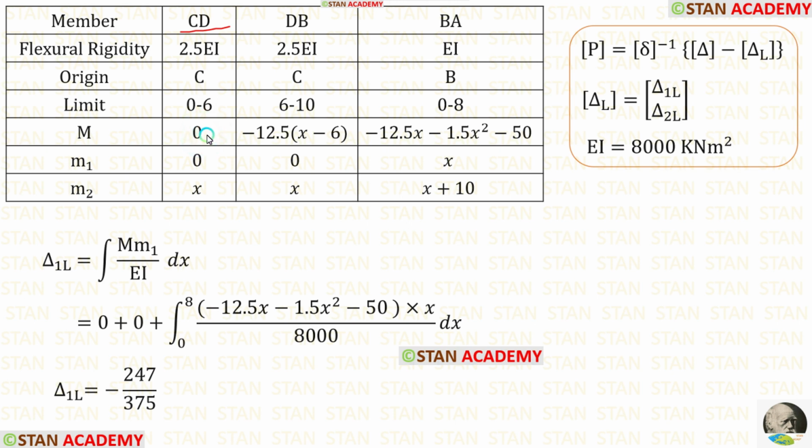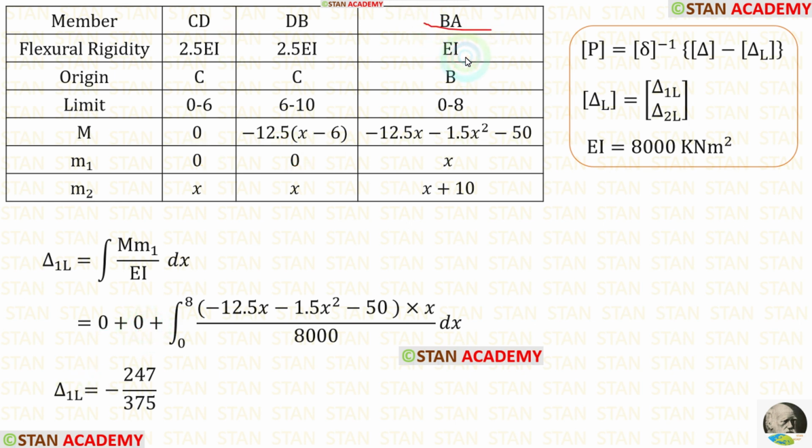For CD, when we multiply m with m1, we will get 0. So no need to make the integration. For dB also, for m1, we have 0. So when we multiply m with m1, we will get 0.